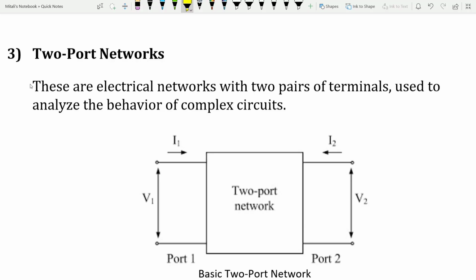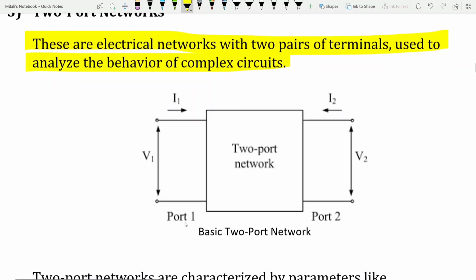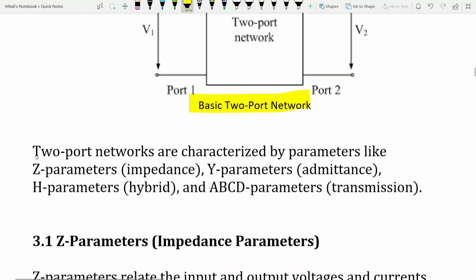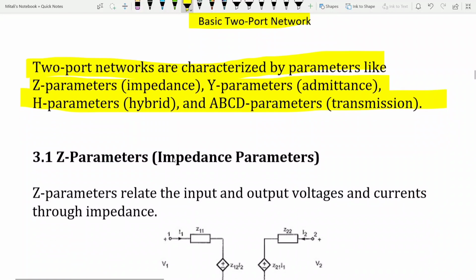Now let's talk about two-port networks. These are electrical networks with two pairs of terminals used to analyze the behavior of complex circuits. We can see the block diagram of a two-port network. Two-port networks are characterized by parameters like Z parameters (impedance), Y parameters (admittance), H parameters (hybrid) and ABCD parameters (transmission). Each set of parameters provides a different perspective on the network's behavior.